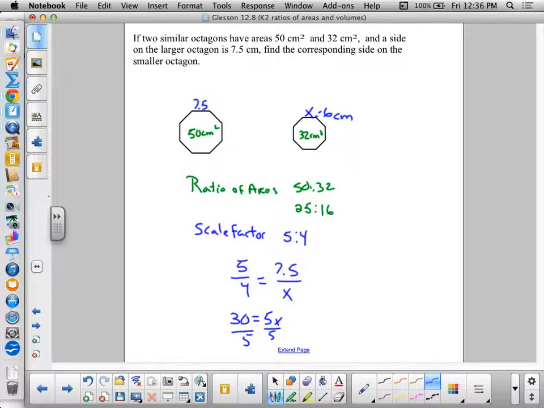So how did we attack this again? We took the ratio of areas, we reduced it, and we took the square root of the ratio of areas to find the scale factor because we want to compare lengths. Lengths need to be compared using the scale factor, not the ratio of areas. A very common mistake people will make is they will use the ratio of areas to try to compare lengths. You cannot compare areas with lengths in the same proportion. It's all areas or it's all lengths. That's the way it goes.